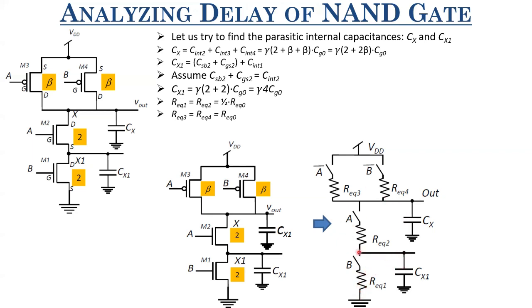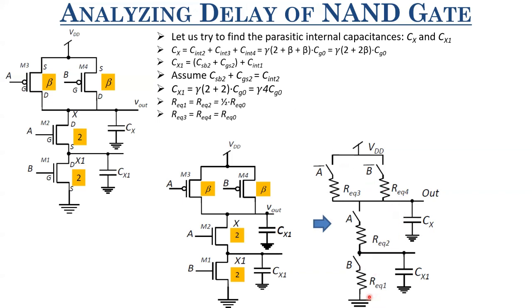So we have to ensure that this node is at ground and this node is also at ground, right? So even this node capacitance also comes into the picture and plays a role. We'll see how. But now the situation is not a very simple RC network. I mean, it's not a simple RC circuit. It's a distributed RC network.